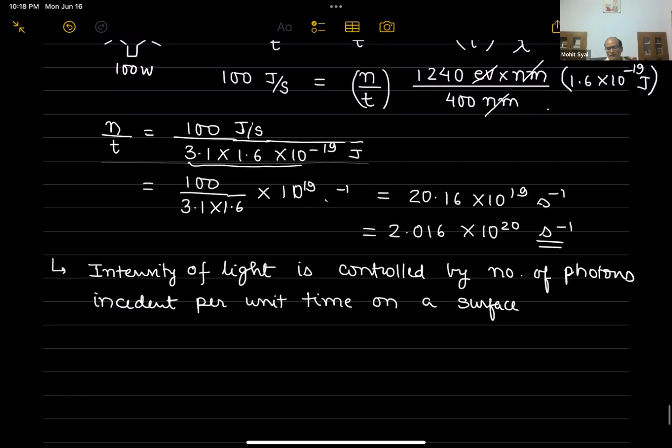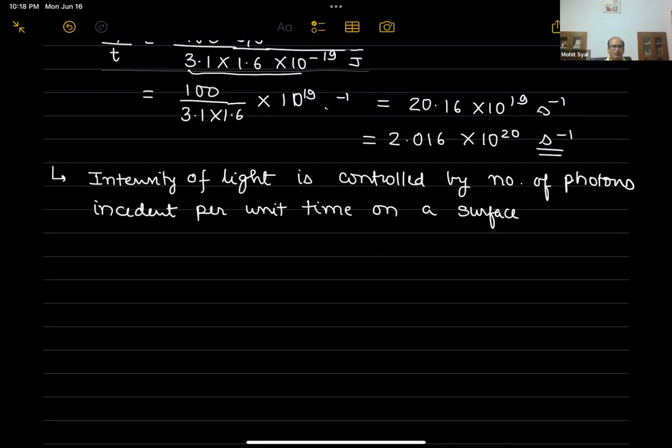It means that suppose I'm having a dim yellow light and a bright yellow light, what's the difference? If I'm having a faint yellow light or a bright yellow light, this faint one is better for the eyes. As per the particle nature, the faint light, since the light is yellow, has fewer photons incident per unit time.